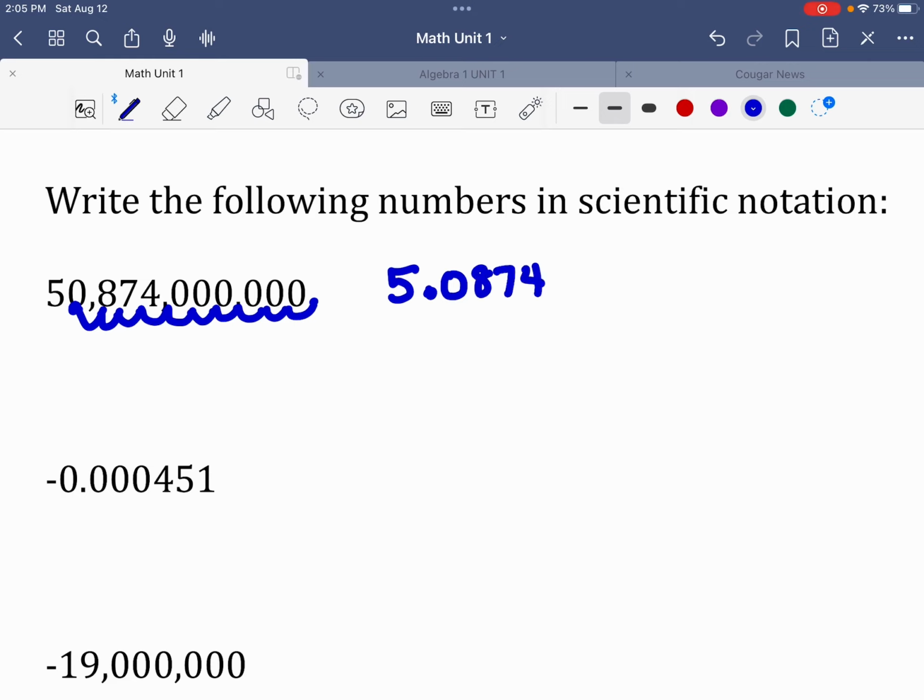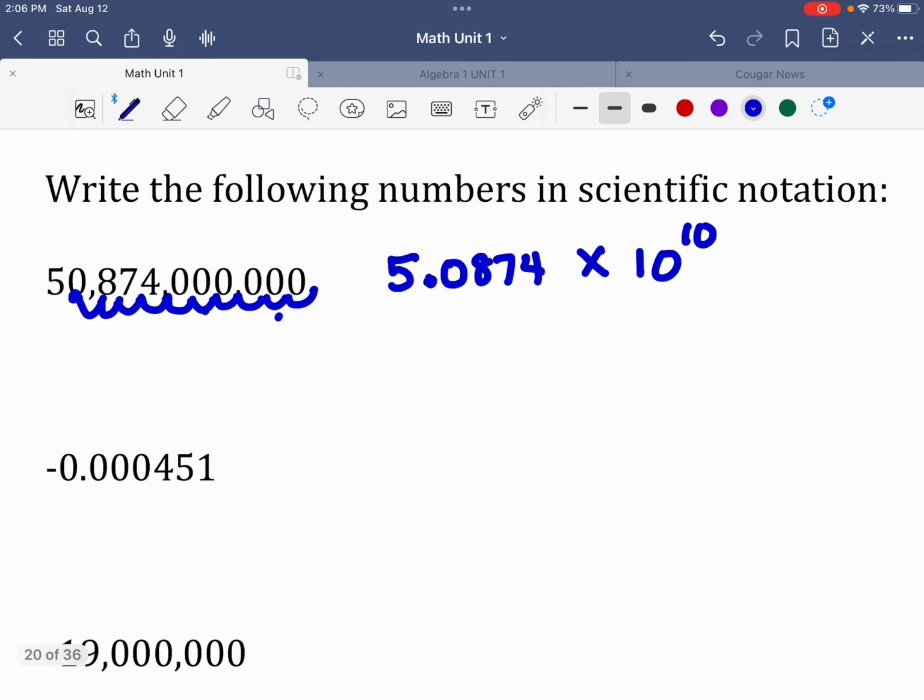5.0874. I can't drop that 0, but I can drop all these zeros because they don't need to be there anymore. So my decimal, 5.0874 times 10, because it's always times 10, to the, how many places did I move my decimal? 3, 6, 9, 10. So 10 is my exponent. Move the decimal 10 places, use an exponent of 10. I'm hoping this is starting to make sense to you.